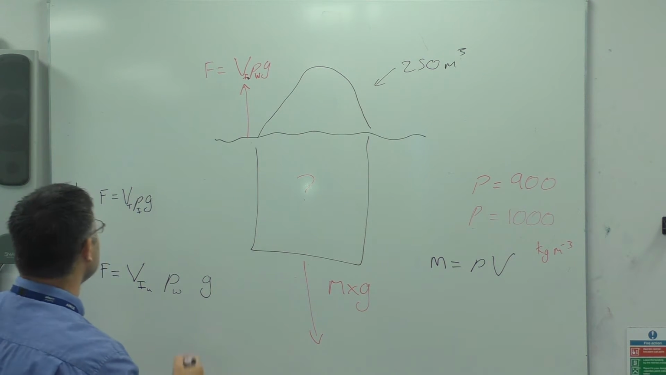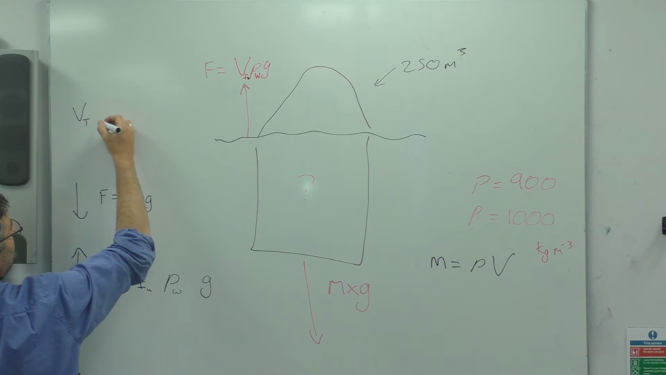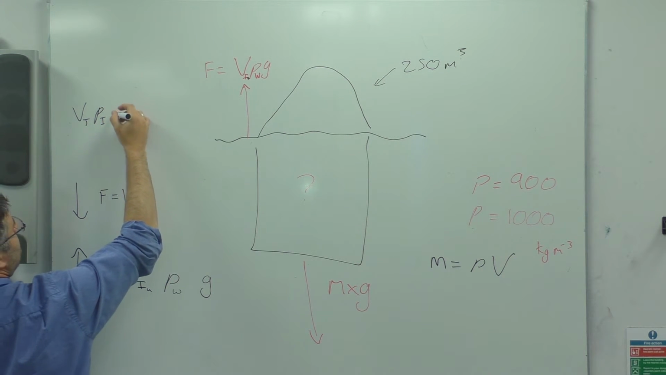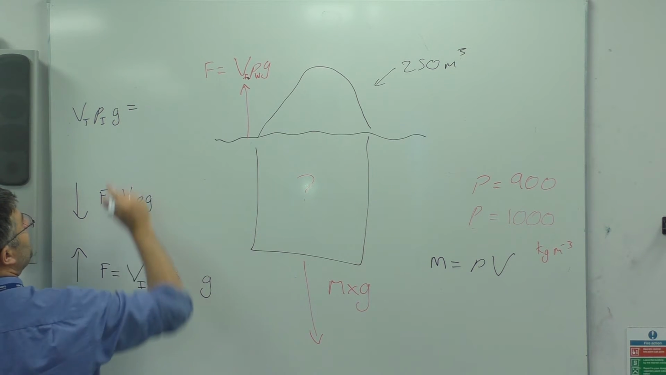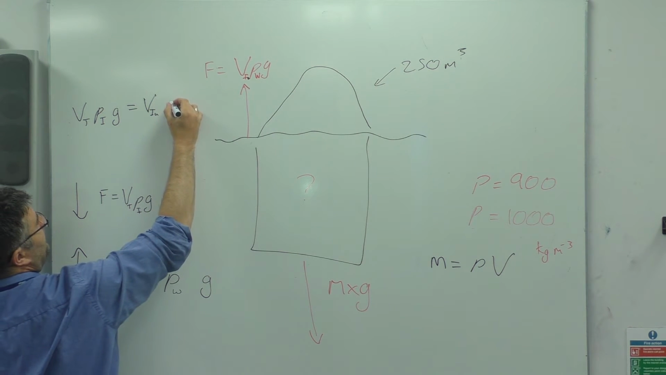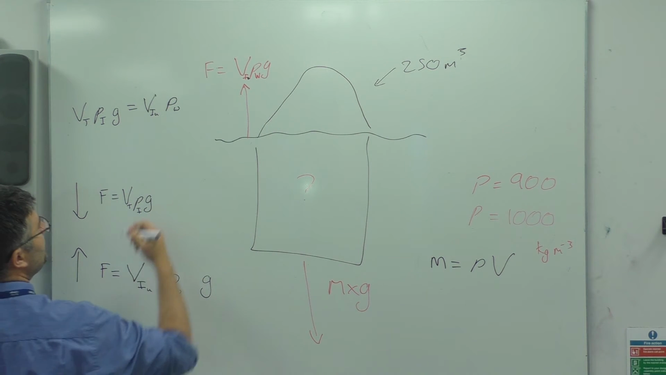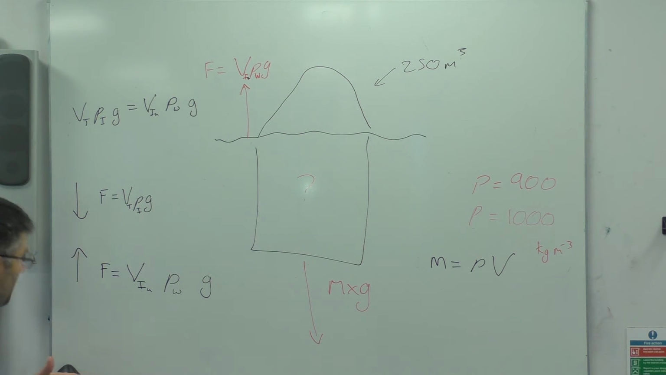So we can write that V total times the density of the ice times the gravity is equal to the volume of the ice under the water times by the density of the water, that's the water displaced, and gravity again, times by that. So at this stage we can rub out our up and down forces, because I'm going to need this space to do some working.